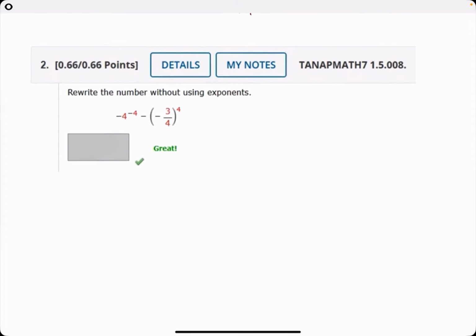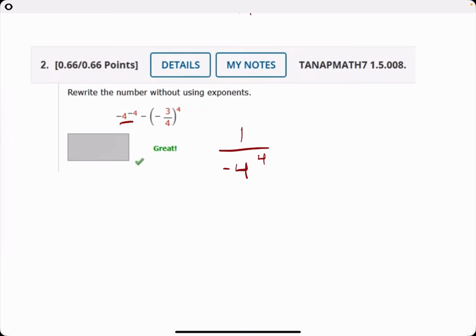Number 2, rewrite the number without exponents. Same deal. If we have a negative 4 to the negative 4, that's going to become, you could call it, 1 over negative 4 to the 4. Now notice what I just did naturally without thinking about it. Put parentheses around the negative 4, but there's no parentheses here, so don't do what I just did.